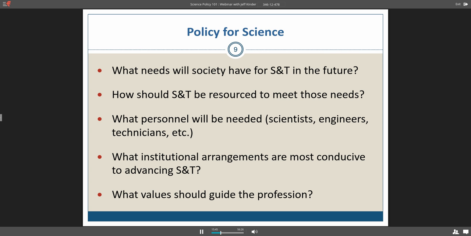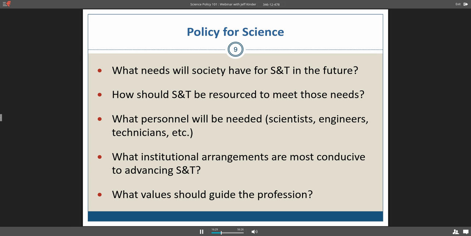But just to help clarify the distinction a little bit further, if you're a policy analyst, for example, in a government department such as Industry Canada in the federal government, which has the responsibility for science policy, some of the questions you might be dealing with are trying to understand what needs society has for S&T, and how that S&T should be resourced, whether through a research tax credit to the private sector, through grants to university professors to do research, etc. I mean, there are many, many ways of resourcing it.